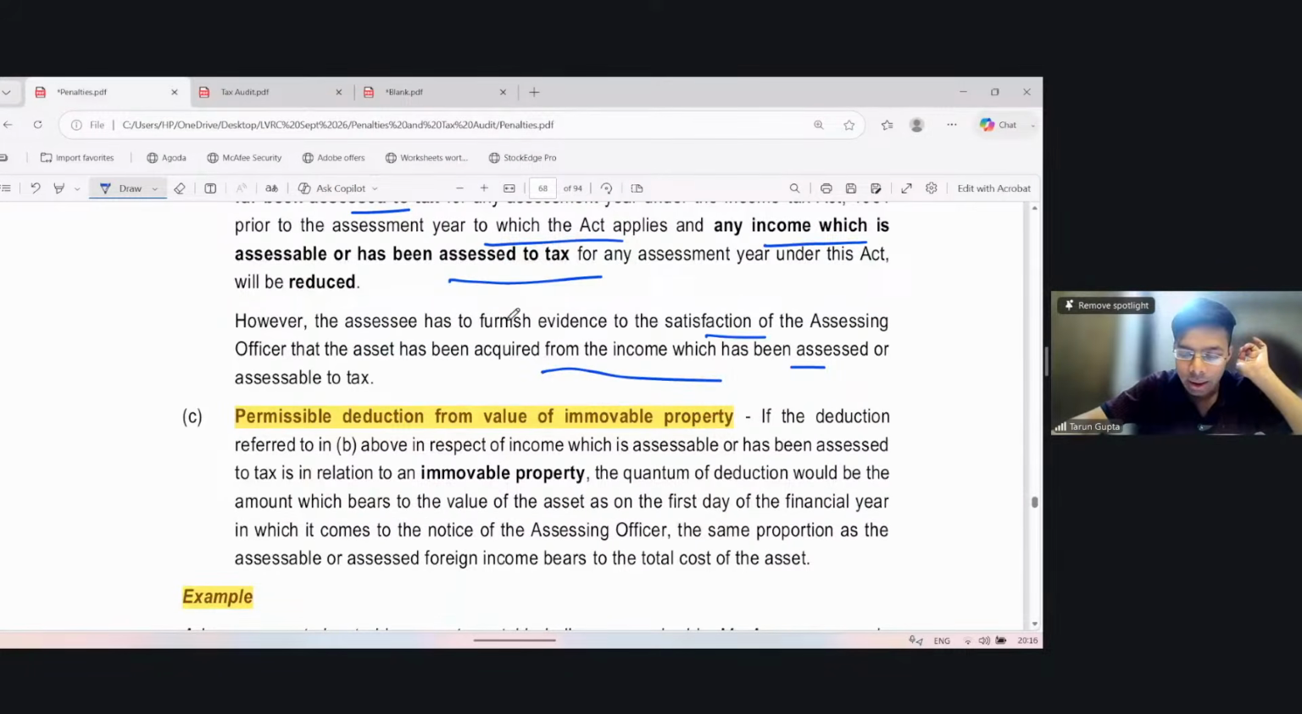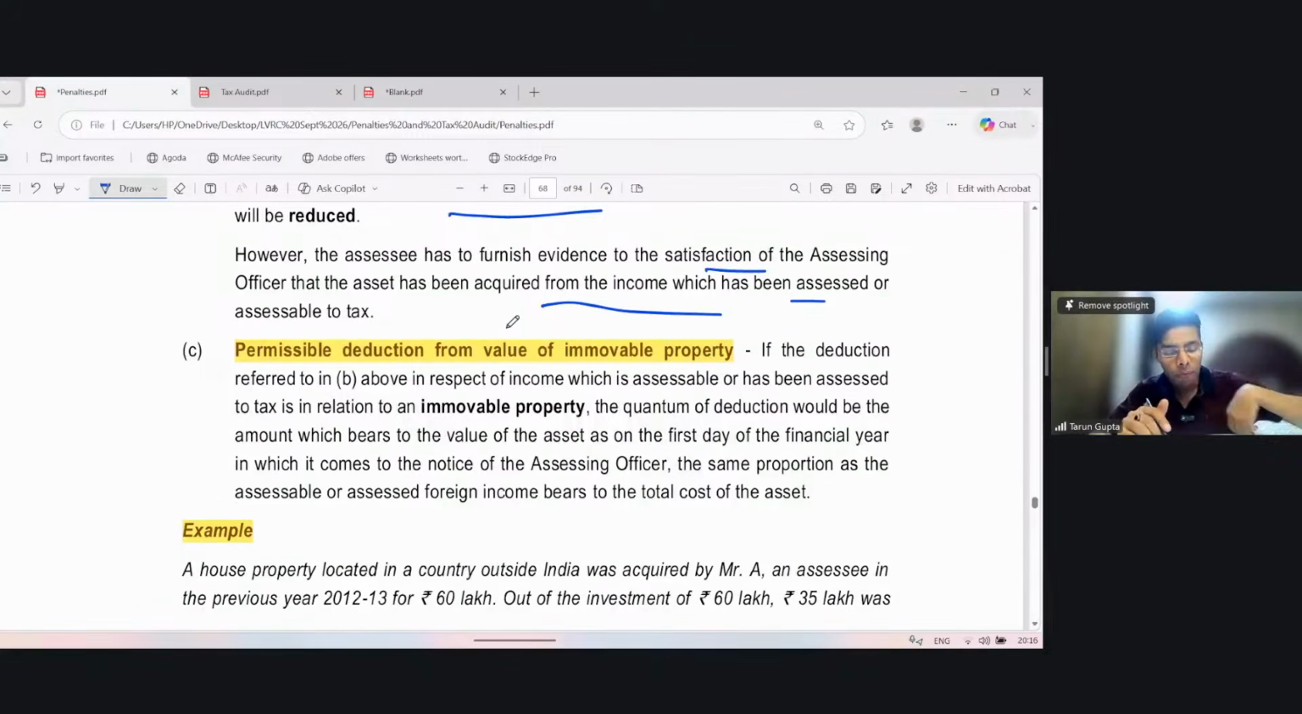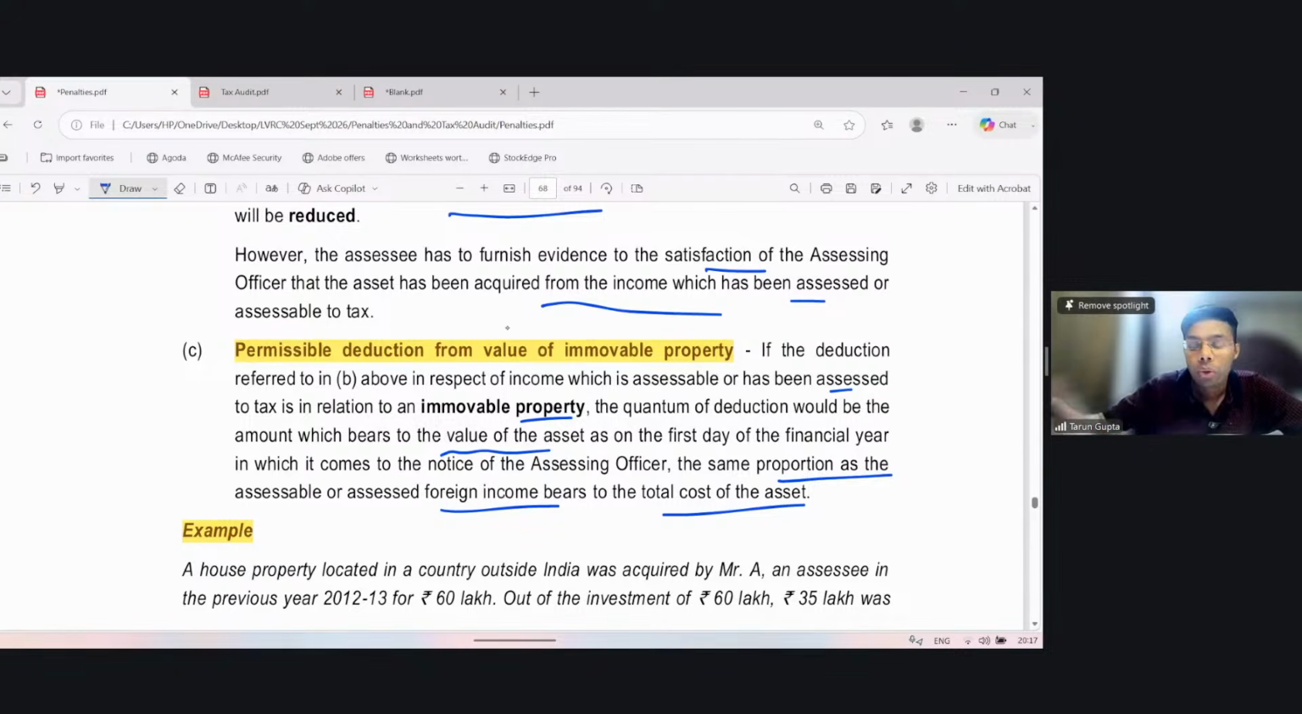So it says, if the deduction referred to in P above in respect of income which is assessable or has been assessed to tax is in relation to immovable property, the quantum of deduction would be the amount which bears to the value of the asset as on the first day of the financial year in which it came to the notice, meaning the valuation date, the same proportion as the income assessed bears to the total cost of the asset. So the income assessed means 5 CR in our example. Total cost was 20 CR. So 50 CR shall be in the same proportion.